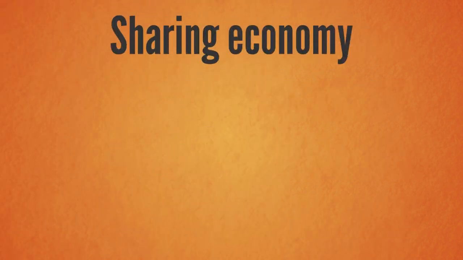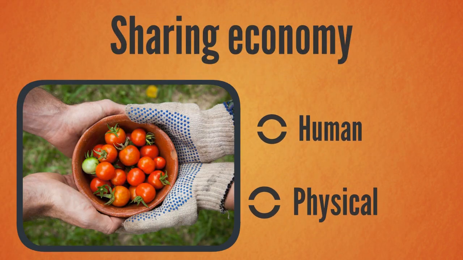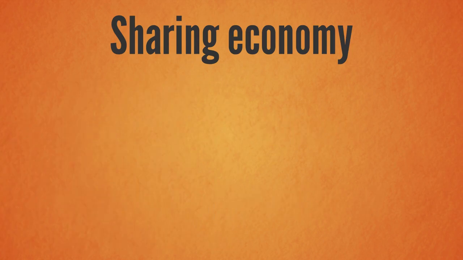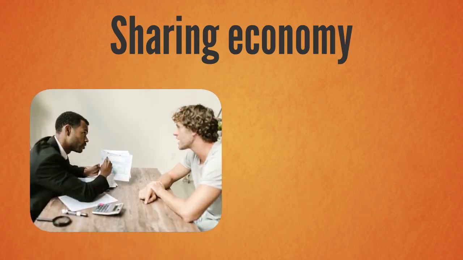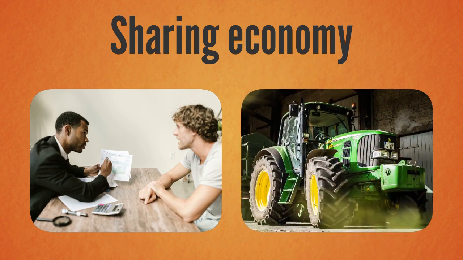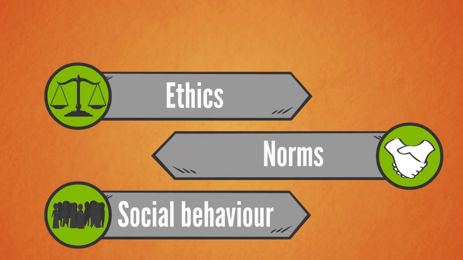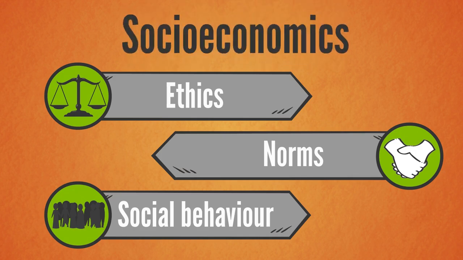A sharing economy is the sharing of human and physical resources that would otherwise not be used to their fullest extent. An example of a sharing economy is when an external accountant is used for accounting activities, or an asset owned by a business can be rented to another. Ethics, norms, and social behavior have an impact on how consumers spend their money. Socioeconomics is a branch of economics that studies these relationships.